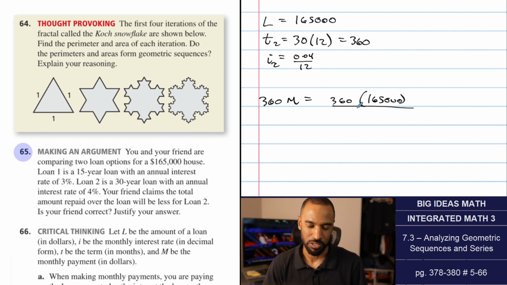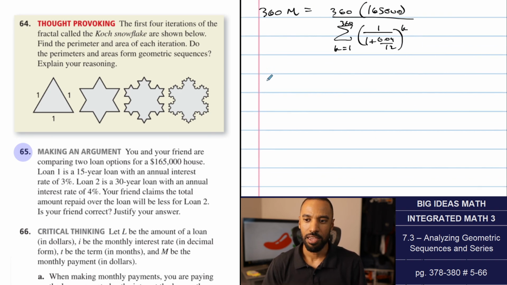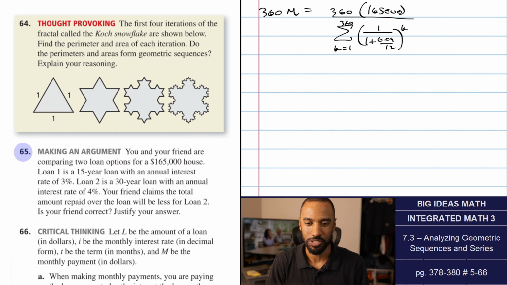Listen, I'm going to do 165,000 first just to talk about the monthly. But this is the sum from 1 to 360 of 1 over 1 plus 0.04 over 12 raised to the k power. Your a value is going to be that r and such, so let's go to the calculator. Let's use 1 over 1 plus 0.04 over 12, and we're going to store this value as r. There is a fraction equivalent, 300 over 301. I think we've seen that before. But we're going to store this as that new r.